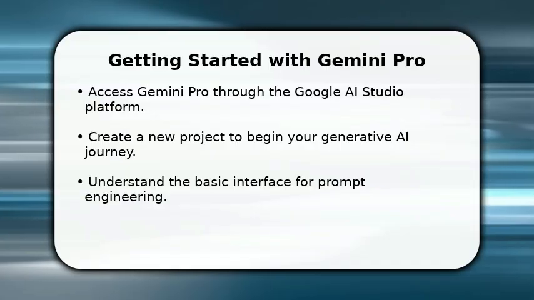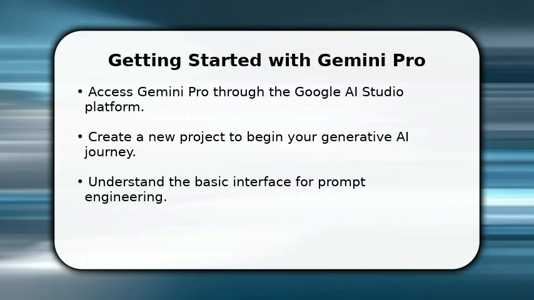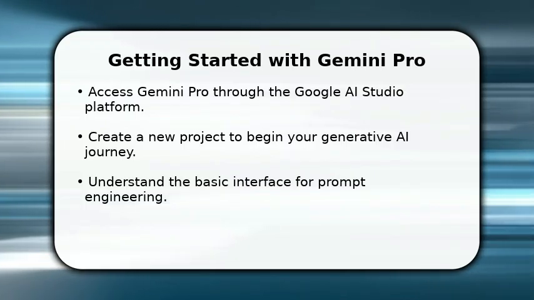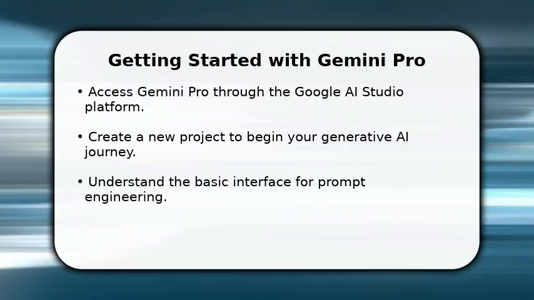In this video, I will explain how to use Gemini Pro. Getting started is straightforward. First, navigate to the Google AI Studio platform. Once there, you will easily create a new project, which serves as your workspace. This initial setup takes only a few moments, allowing you to quickly dive into the world of generative artificial intelligence.